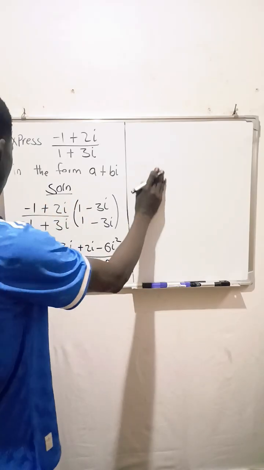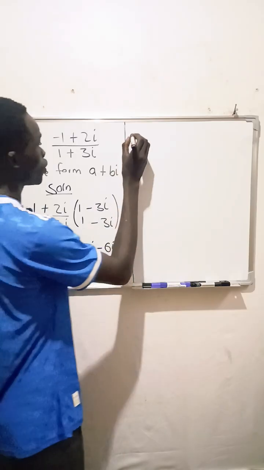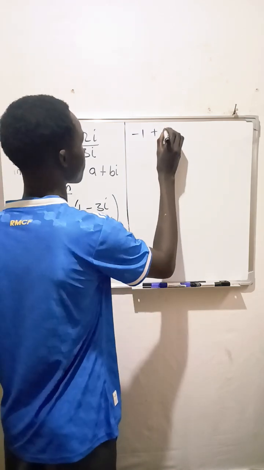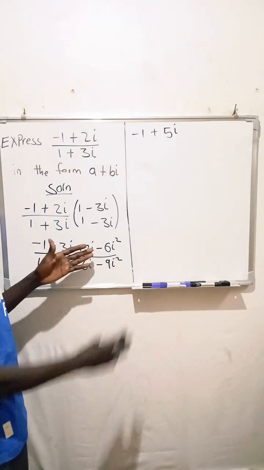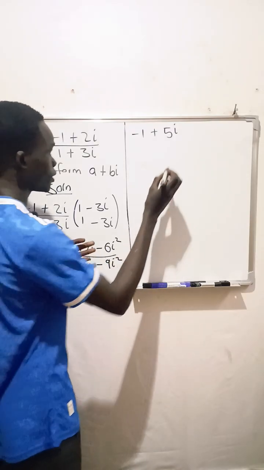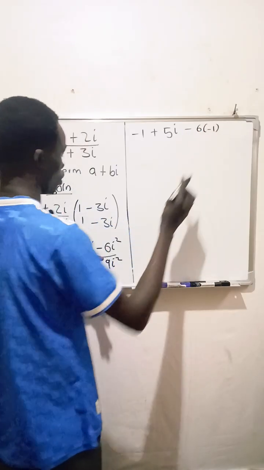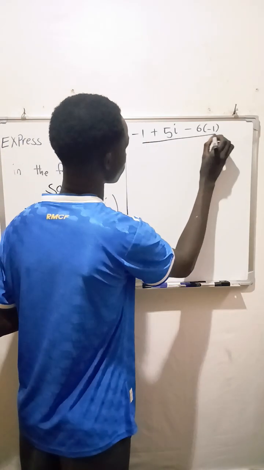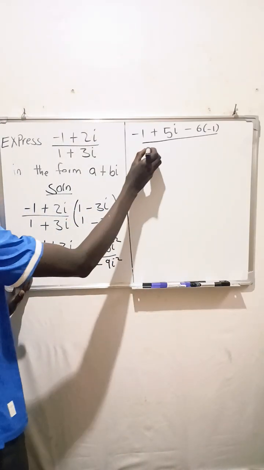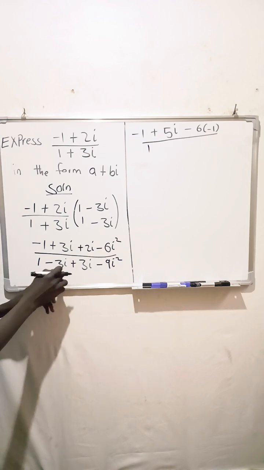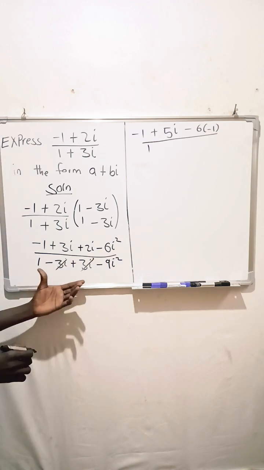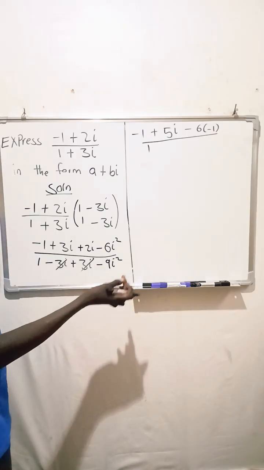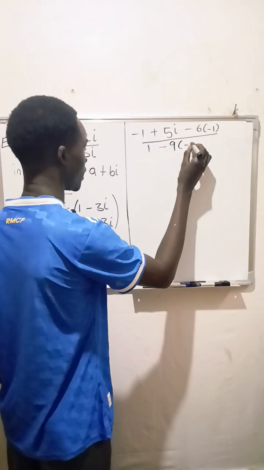Here we have minus 1 plus 3i plus 2i, which gives 5i. Then minus 6 into minus 1, because wherever there is i squared we put minus 1. In the denominator we have 1, then minus 3i plus 3i cancels out, and we remain with minus 9 into minus 1, because we have i squared.